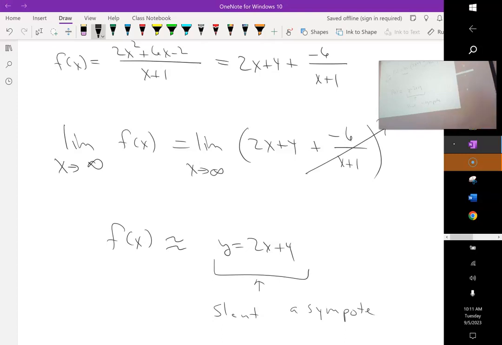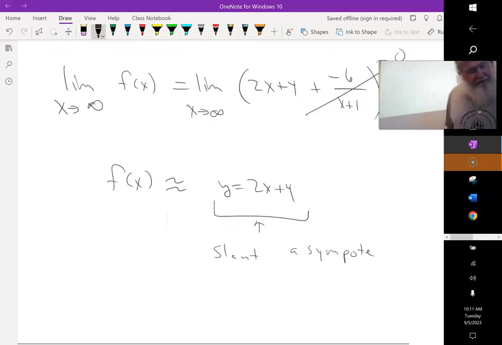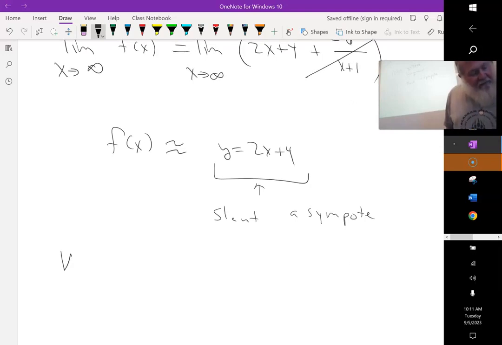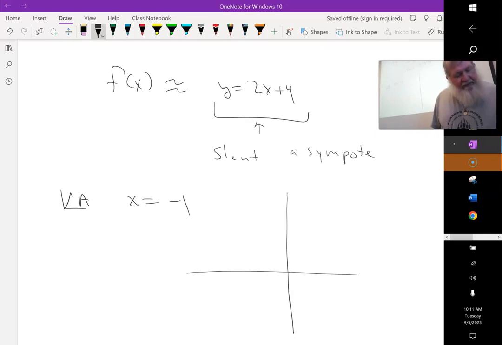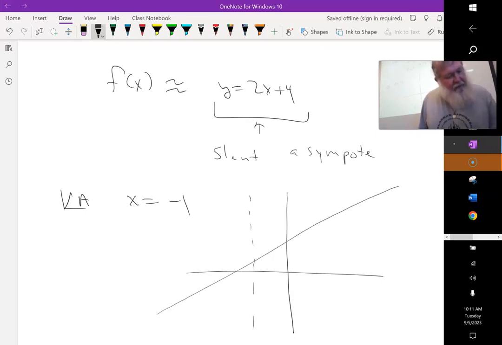Oh, and I forgot to ask you, what would cause division by 0? Negative 1, right? And if you put negative 1 in, you'll see that it doesn't make the numerator 0. So we'll also see we have a vertical asymptote, x equals negative 1. So I know a lot about this graph already. I know it has a vertical asymptote, x equals negative 1. And I know it has a slant asymptote, y equals 2x plus 4.